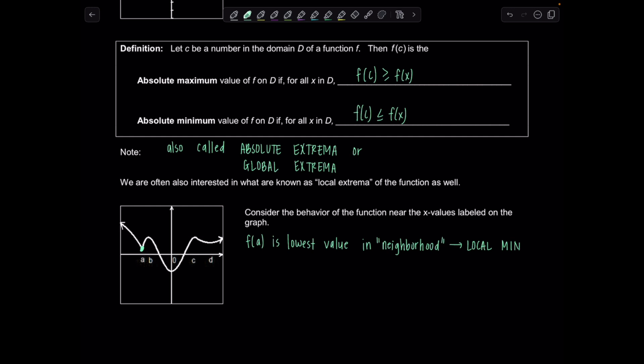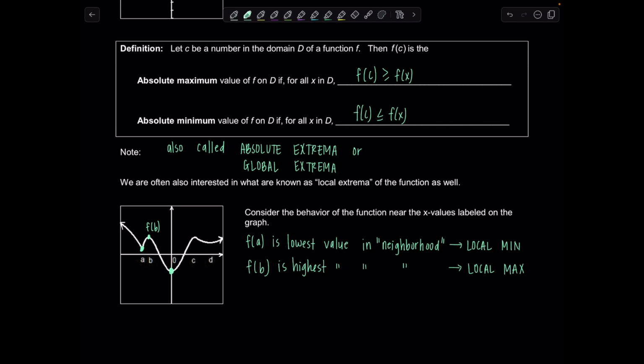Okay, what about moving on, f of b? f of b is right here. That's f of b. Well, that looks like the highest value in some little neighborhood. That's the highest value. These mean ditto for what's up above, so you don't have to rewrite it. So then we call that a local max.